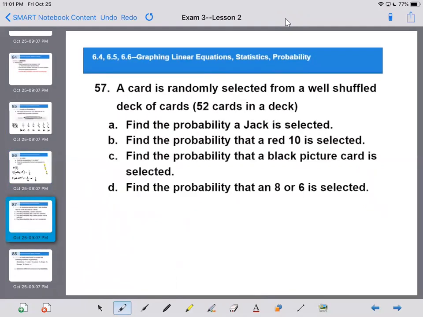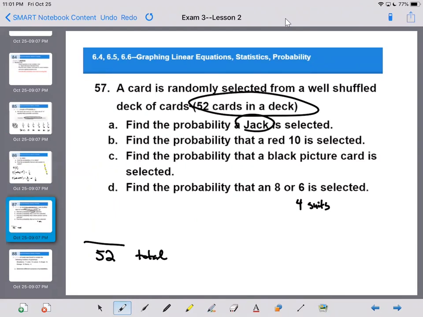When you're dealing with a deck of cards, finding the probability, well, 52 cards in a deck is your total. So when we wanted to find the probability of a jack, well, remember you've got your 4 different suits, okay, and in each of the different suits, you have 1 jack in each of them. So what does that mean? That means you have 4 jacks out of the 52 cards.